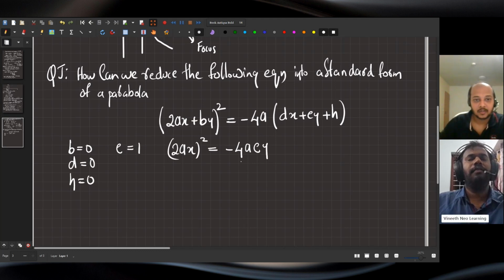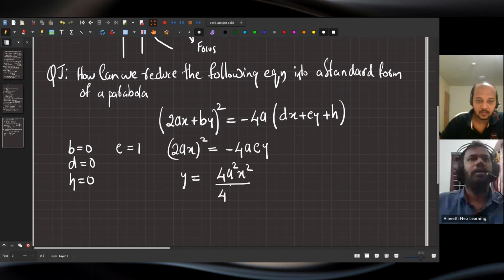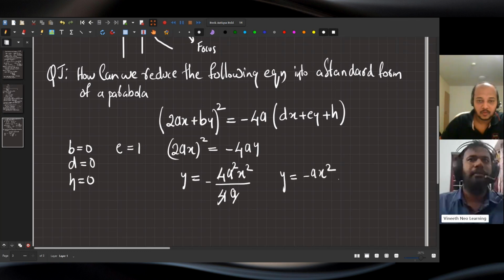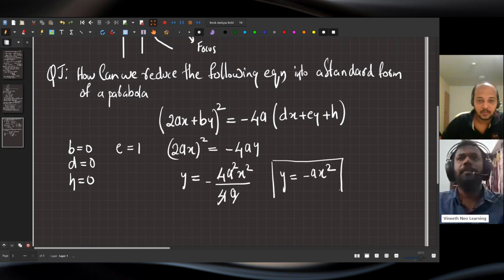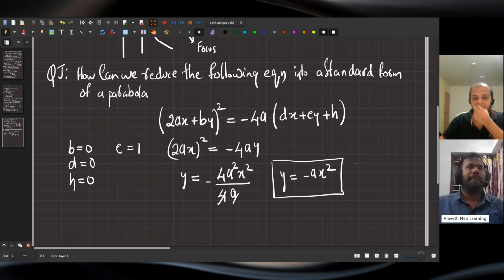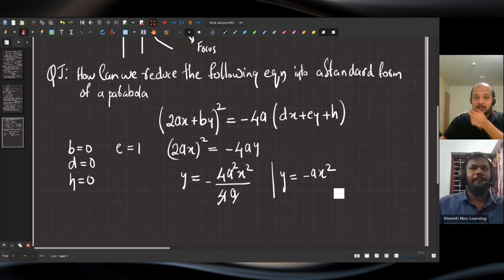Okay. So we will get y equals 4a squared x squared over 4... e equal to 1, correct? E equal to 1. So 4a squared x squared over minus 4a. We will get y is equal to minus ax squared. This is standard. Okay. Y is equal to negative a squared x squared.